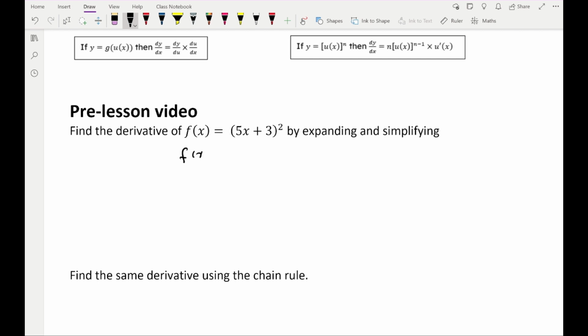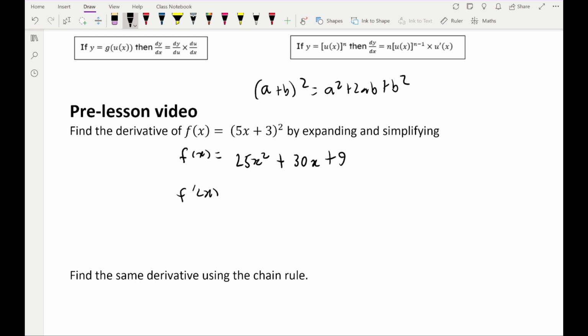So our function is going to equal, now I will be using (a+b)^2 equals a^2 + 2ab + b^2. And this is how we have to approach it before we've ever learned the chain rule. So this is 25x^2, because you square the 5 and the x. That middle term is going to be 2 times 5 times 3, which is 30x. And then that last term is going to be 3 squared, which is 9. Now if I actually differentiate it, I'm going to get 25 times 2, so 50x plus 30.